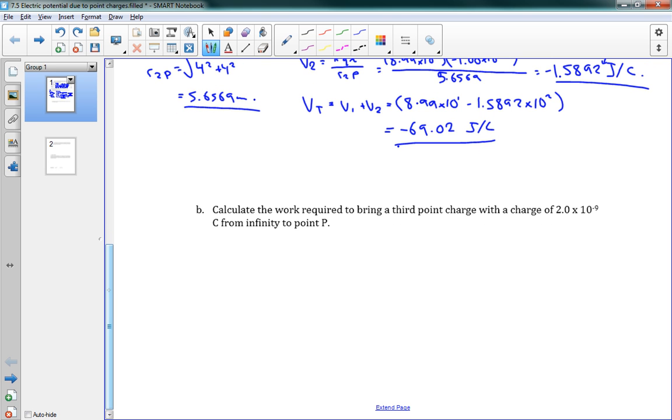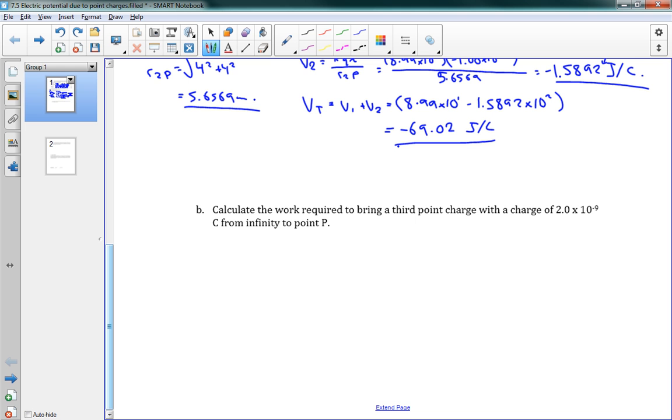Now, next piece here, we want to calculate the work required to bring a third point charge with a charge of 2.0 times 10 to the negative 9 coulombs from infinity to point P. You're going to see this idea of bringing something from infinity a bit, and especially once you get into university, that's often going to be the idea as well. The idea is that at a distance of infinity, we have a total potential of 0, because the further away you get, it decreases with r squared, so at infinity you have a potential of 0.